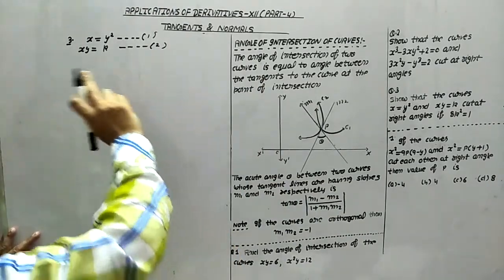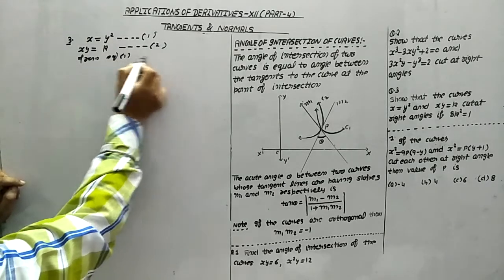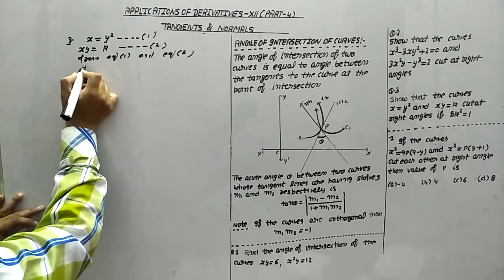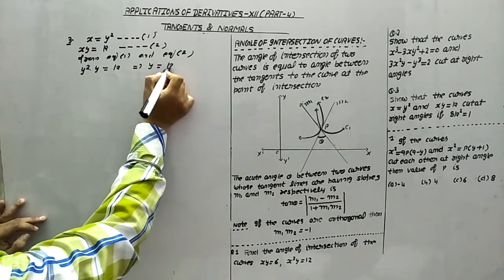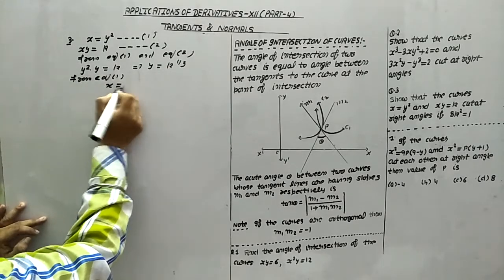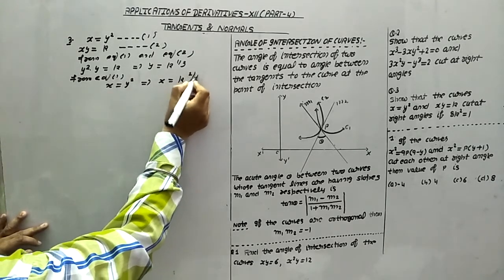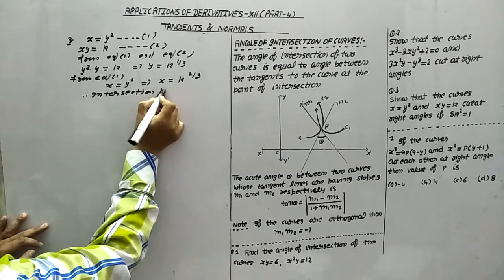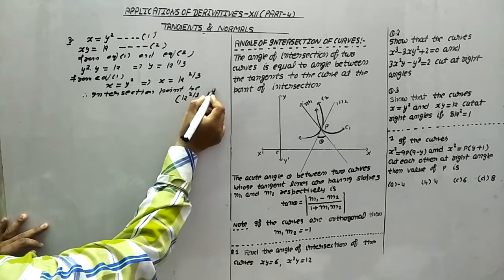First of all, solve these for the intersection points, from equation 1 and equation 2. Substitute the value of x, y square, into xy is equal to k. It implies that y is equal to k raised to power 1 by 3. Now from equation 1, x is equal to y square, so x is equal to k raised to power 2 by 3. Therefore the intersection point is k raised to power 2 by 3 and k raised to power 1 by 3.